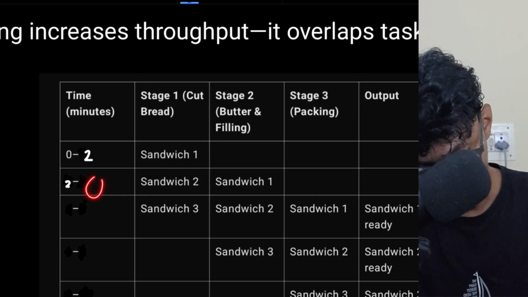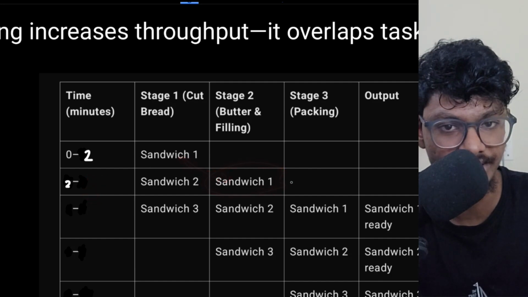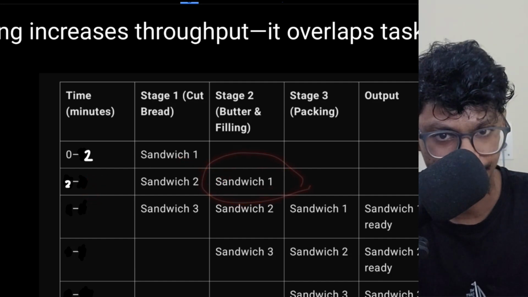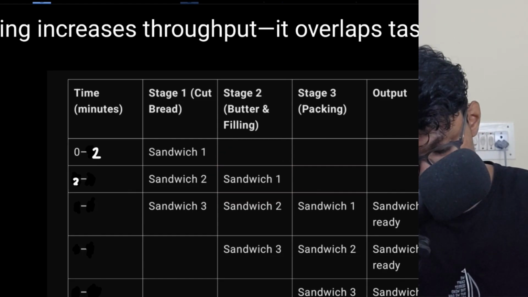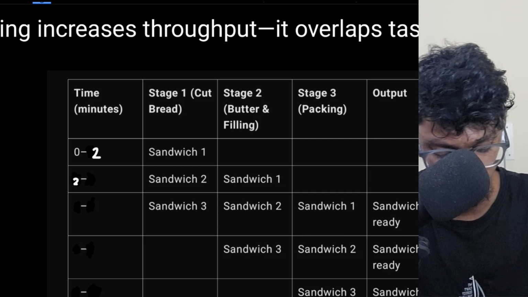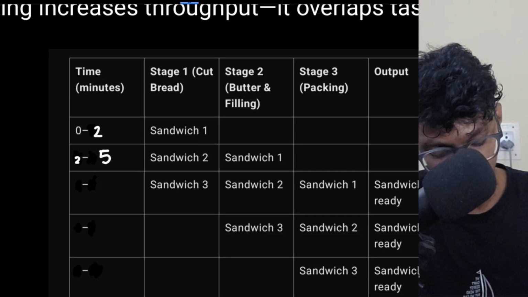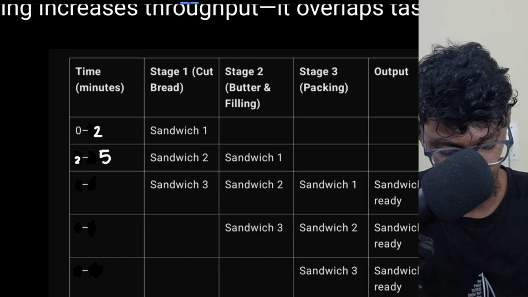So from 2 to what? This is important. From 2, he will send it to person B, who will apply the filling. So from 2 to apply the filling, how much time do I need? I need 3 minutes. So it will be 2 to 5. Okay. But there is a problem.